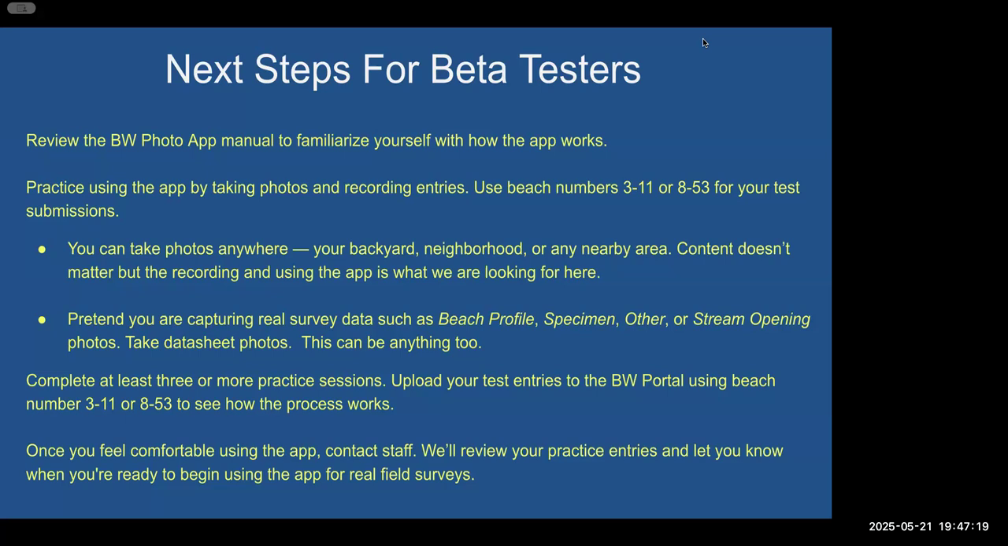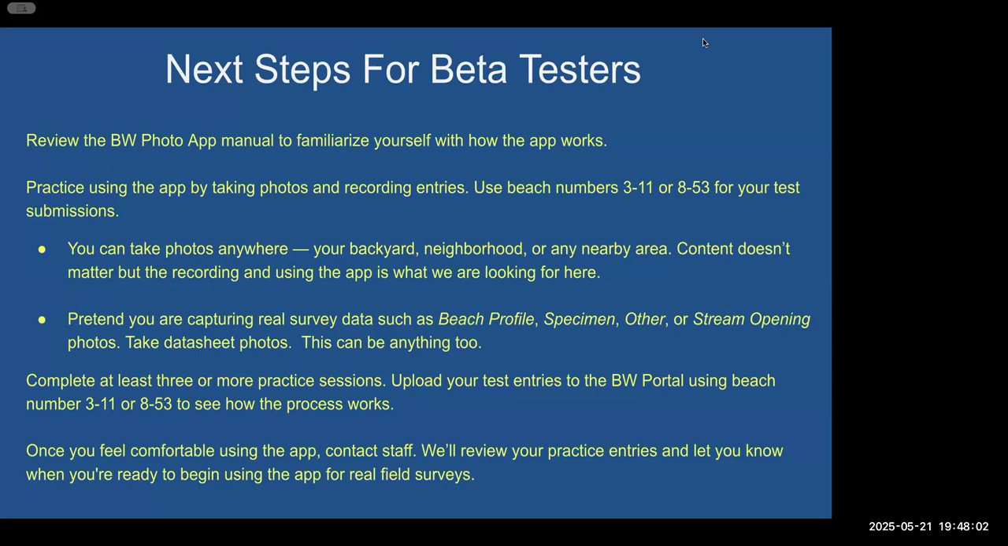So for the next couple of weeks, just use the photo app and do pretend surveys. You can use beach numbers 311 or 853 in the drop down menu on the photo app, because those are two beaches that we're not actually surveying right now. You can do your backyard, go to a party, do it at friends', but pretend you're taking a beach profile, a specimen, numbering it, and taking a couple of pictures of that specimen and practice numbering the specimen. You can play with taking oil photos, stream openings, you're just pretending.